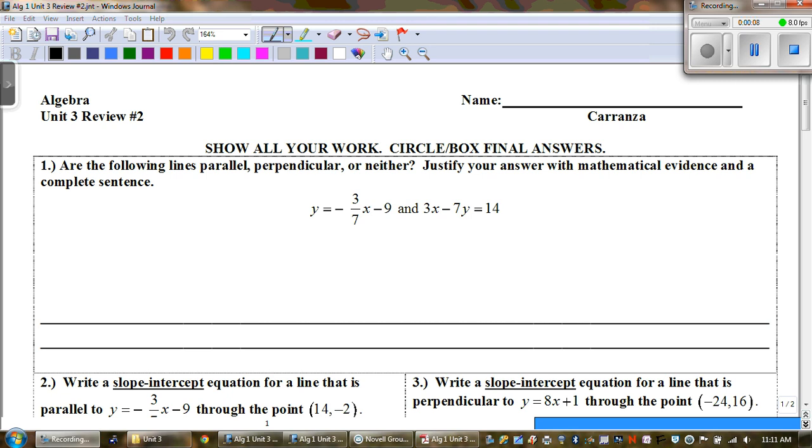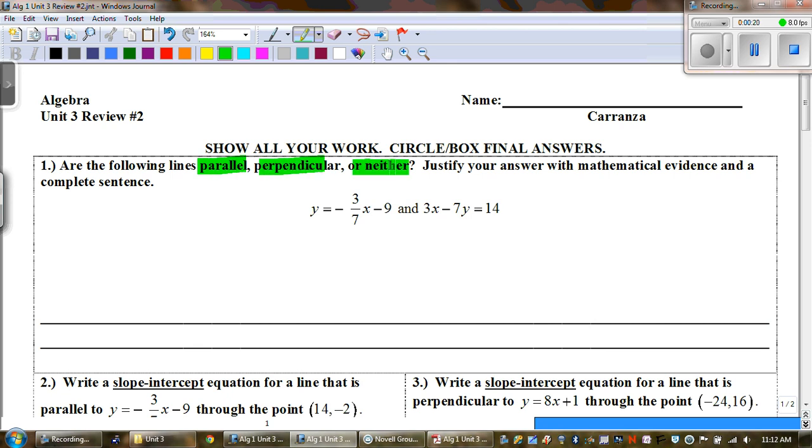Remember to show all your work, circle or box your final answer. All right, number 1. It says, are the following lines parallel, perpendicular, or neither? Justify your answer with mathematical evidence, so we need evidence, and a complete sentence, one of our favorite words right there. So to figure out if they're parallel, perpendicular, or neither, I need to know the two slopes, okay?